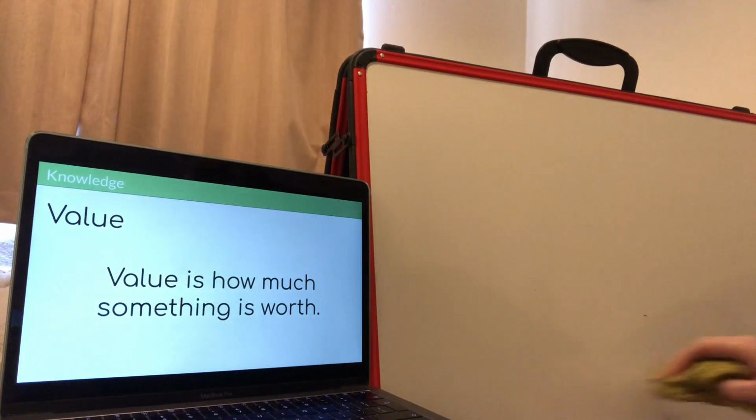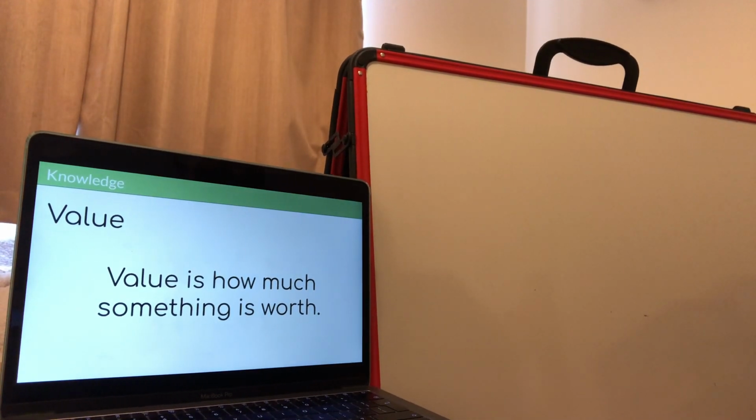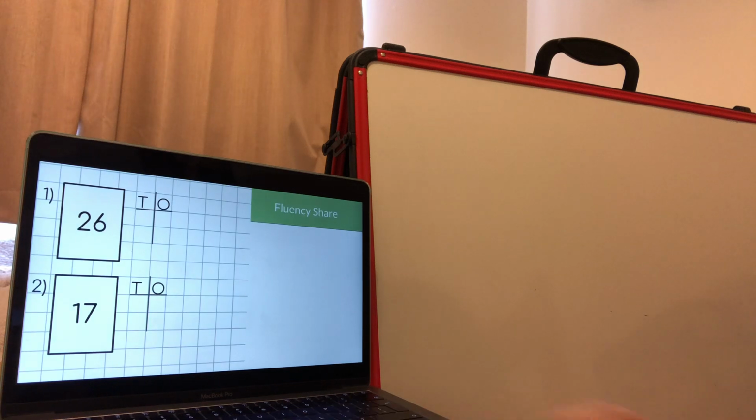We need to remember what value is. Value is how much something is worth. Can you say that with me? Value is how much something is worth. Now you tell me, what's value? Okay, so in our fluency part of the lesson today, we're going to be looking at place value.